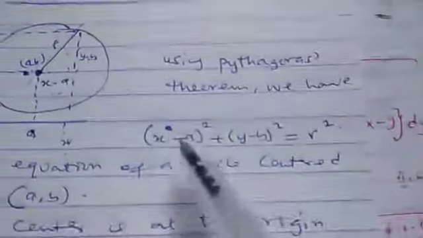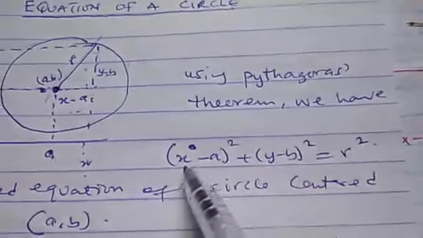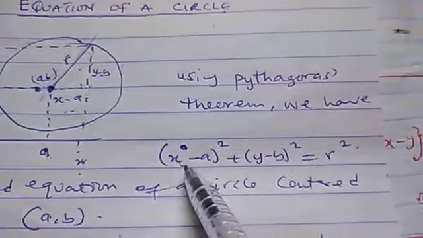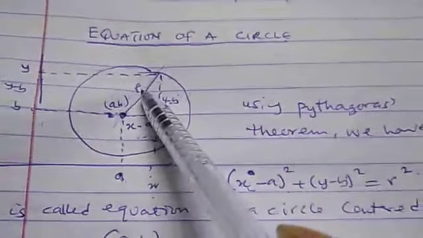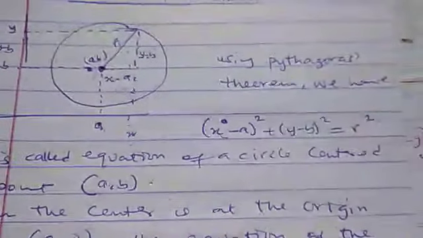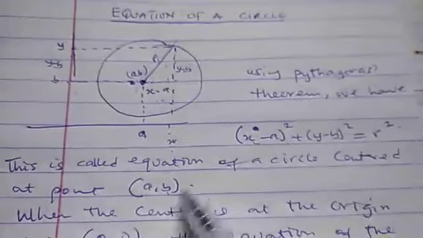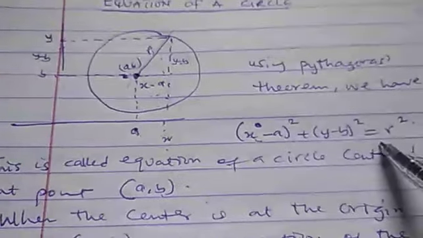So in that case, using Pythagoras theorem, our equation of a circle becomes (x minus a) squared plus (y minus b) squared equals r squared. So this is what we call equation of a circle centered at point (a, b). So this is what we mean by equation of a circle.